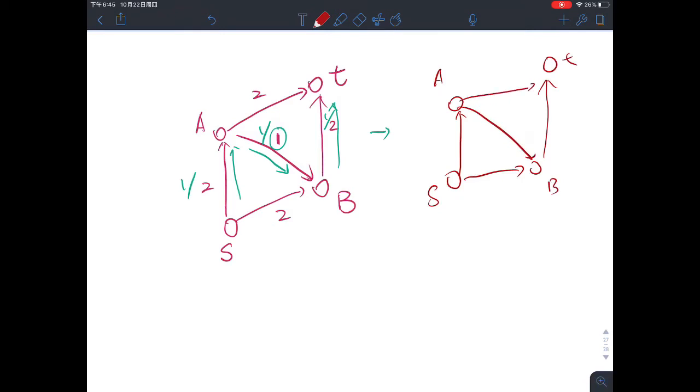So now let's look at how much remaining capacity we have. From S to A, because we already used 1 unit of flow, the remaining capacity is 1. So let me write this down. This is the remaining capacity. I can repeat the same thing and calculate the remaining capacity for each of the edges. Now the entire network looks like that.